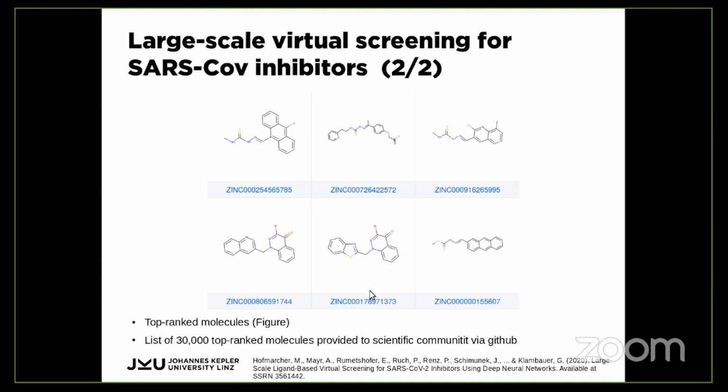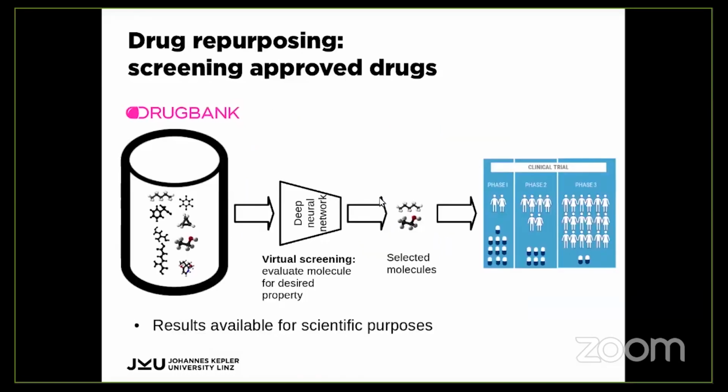I will share the link at the end of the presentation. These molecules that I'm showing here could be potential inhibitors of the coronavirus and could be tested. The good thing about the ZINC database is that you can click on each molecule, find a vendor, and relatively easily get this molecule purchased and tested.